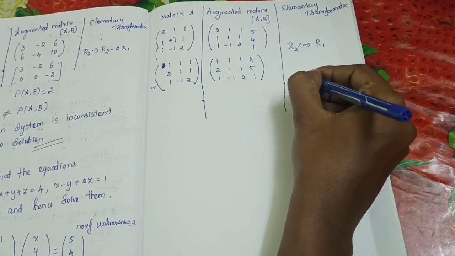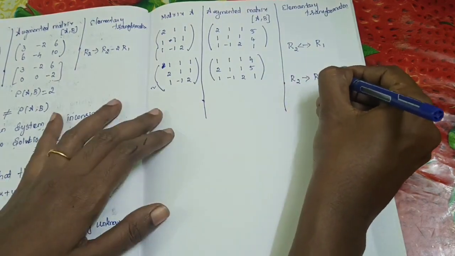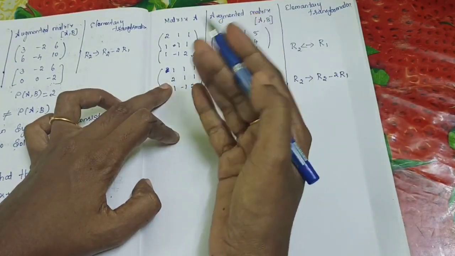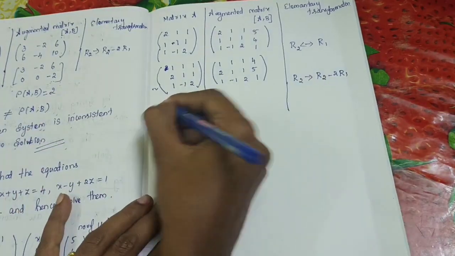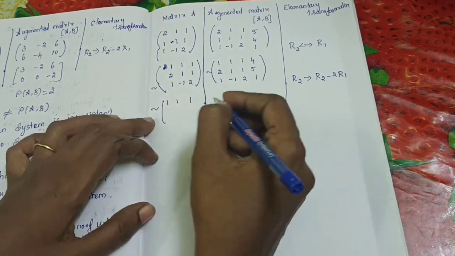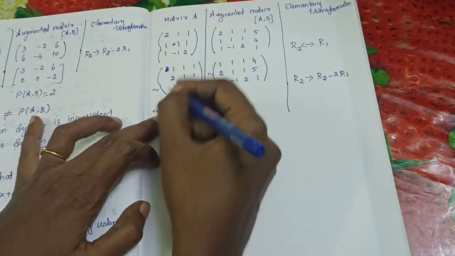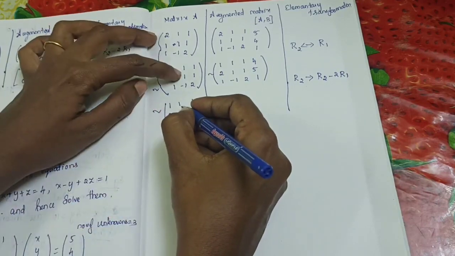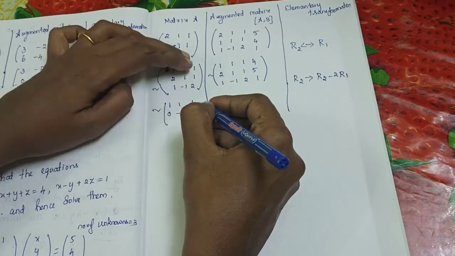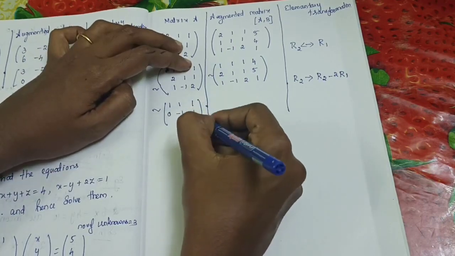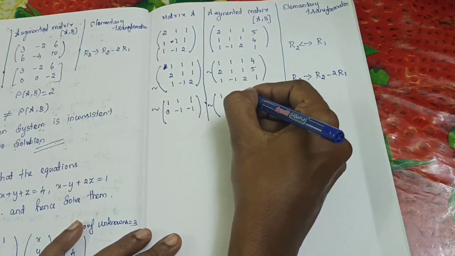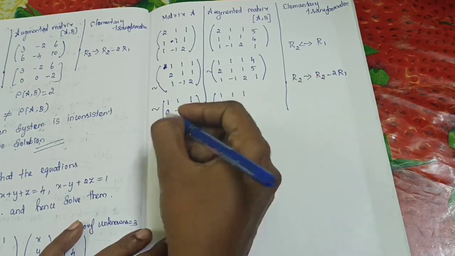How much? R2 implies R2 minus 2 into R1. Shall we check? R2 minus 2 into R1 means 2 minus 2 into 1, 0. Yes. So the first row is as it is, 1, 1, 1. So 2 minus 2, that is 0. The next one is 1 minus 2 into 1, which gives minus 1. Then 1 minus 2 into 1 means we will get minus 1. Okay. The same thing you need to do here also. So 1, 1, 1. Then we will complete this one.